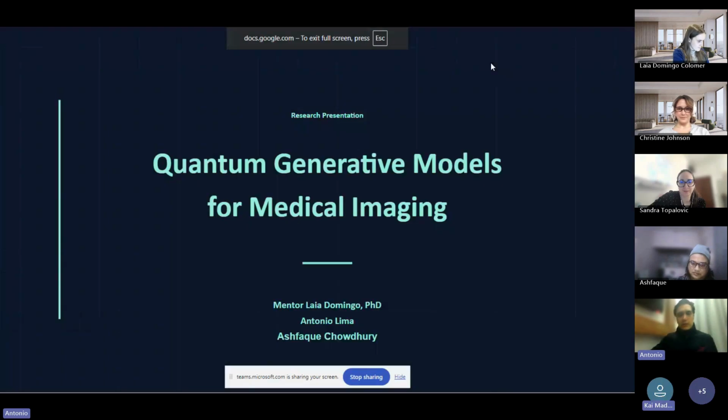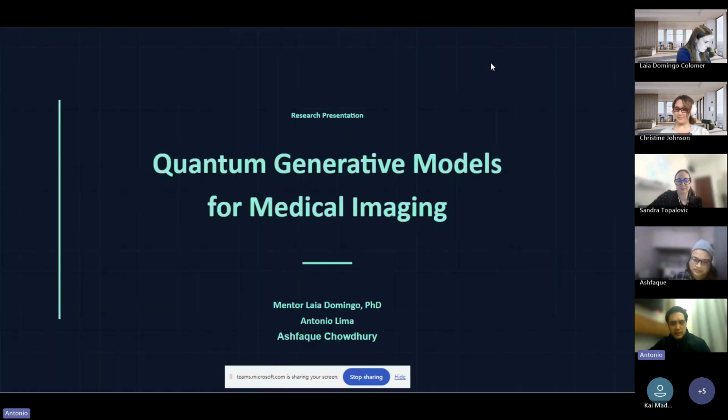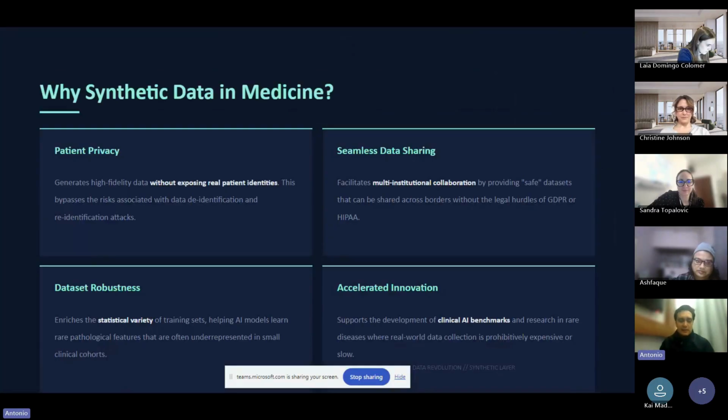This presentation is about quantum generative models for medical imaging. Basically, we aim to develop synthetic data based on real data. Why is synthetic data important in healthcare and medicine? First, because we can have a scarcity in the data set.